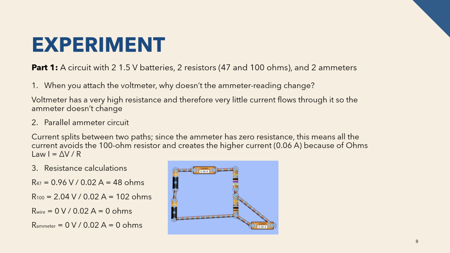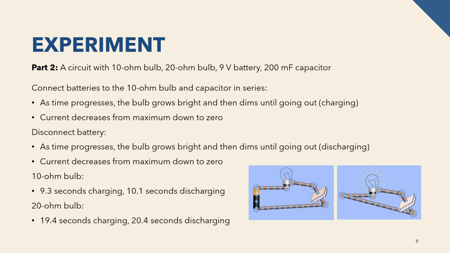ideal model values. The second part of the experiment involves a circuit with a 10 ohm bulb, a 20 ohm bulb, 9 volt battery, and 200 millifarad capacitor. After connecting batteries to the bulb and capacitor in series, I noticed as time progresses, the bulb grows bright and then dims until going out, which was the charging stage. The same thing happened when the battery was disconnected, which was the discharging stage.